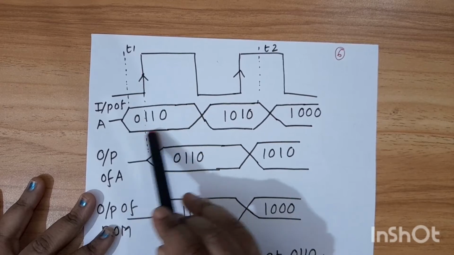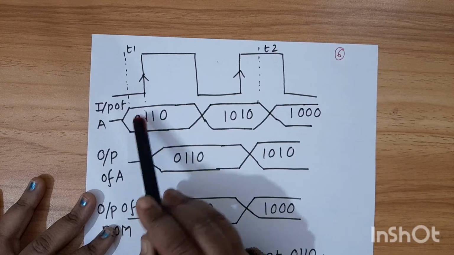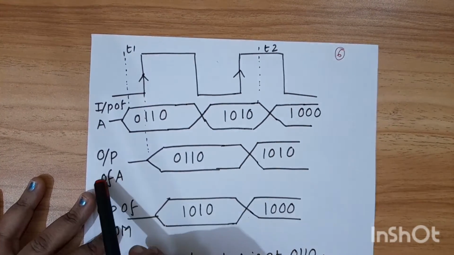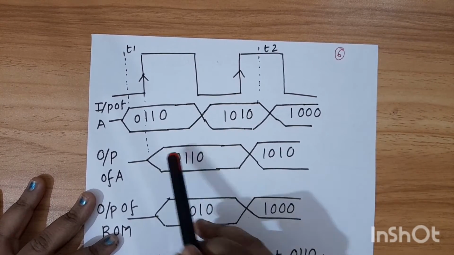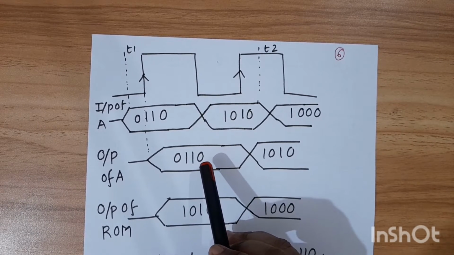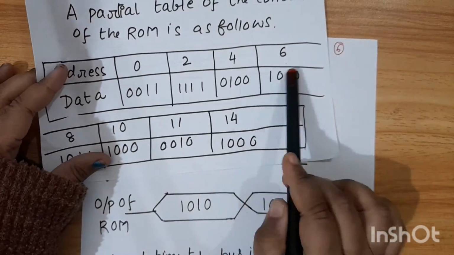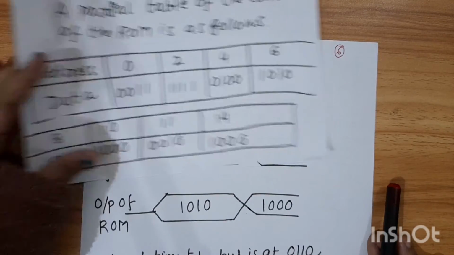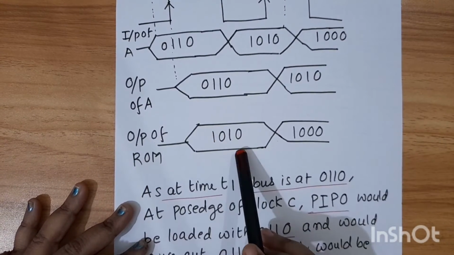So 0110 would be the input of the register A, the PIPO, at the rising edge of the clock. And at the same rising edge, the output of the register would be the same, 0110. Then corresponding to 0110, that is address 6, the data 1010 is the output of the ROM. So the output of the ROM is 1010.